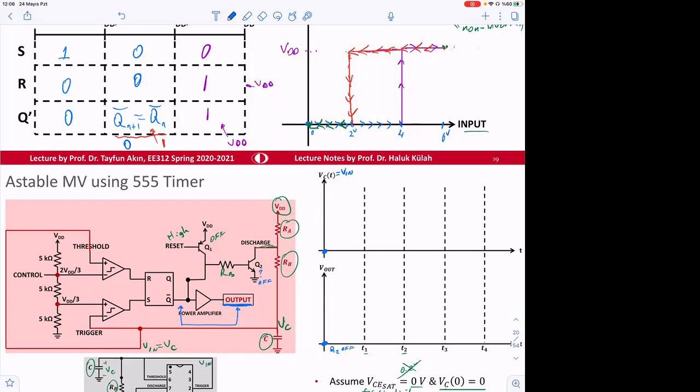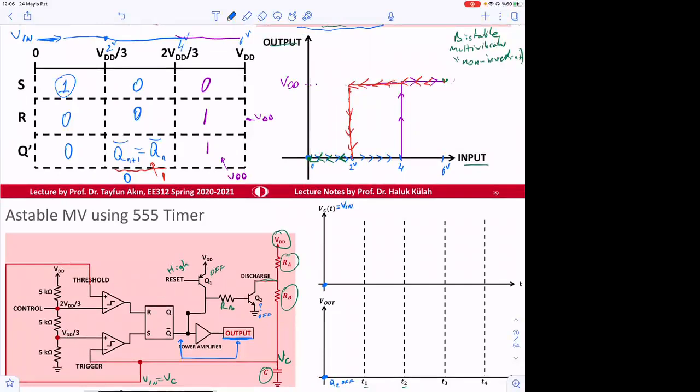Okay. So let's write the states of the transistors and other things here. For this region, if the input is 0, we say that S is equal to 1. Input is 0, so S is equal to 1. Reset is equal to 0. And then Q2 is off.